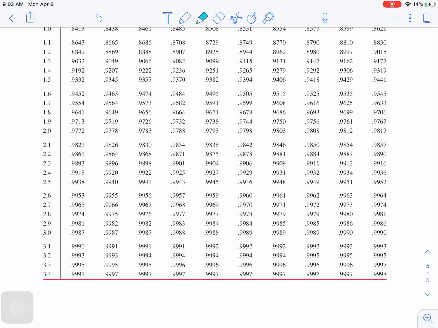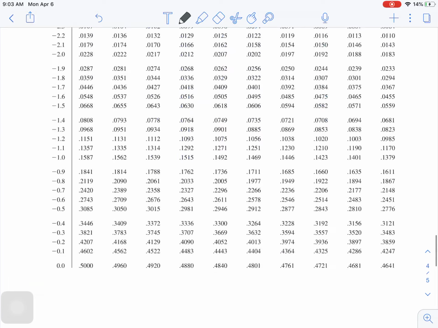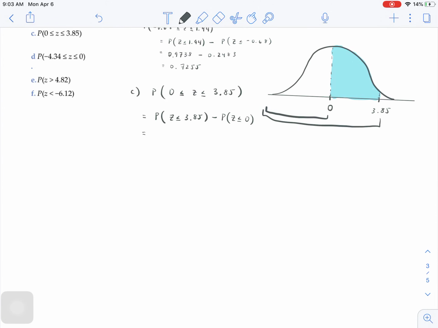Particularly, we can notice that as our z-values get larger, in other words, as we go down the table, so do the areas. In fact, the areas get closer and closer to 1 as my z-values get larger. So therefore, for any z-value greater than 3.4, we can simply approximate the area to the left with 1. So as you can see, we have 0.9997, 0.9998, and so on. So we're getting closer and closer to 1. So I can approximate the area to the left of 3.85 with 1.